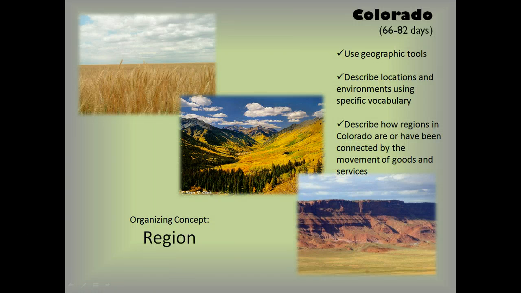The first organizing concept within Colorado is region. While studying Colorado, students look at physical geography and other facets used to define the plains, mountains, and plateau regions of Colorado. Through this concept, students also examine how the different regions are connected to economics and economic incentives, both now and in the past. To guide students towards this concept's understandings, students will use geographic tools, describe locations and environments using specific vocabulary, and describe how regions in Colorado are or have been connected by the movement of goods and services.